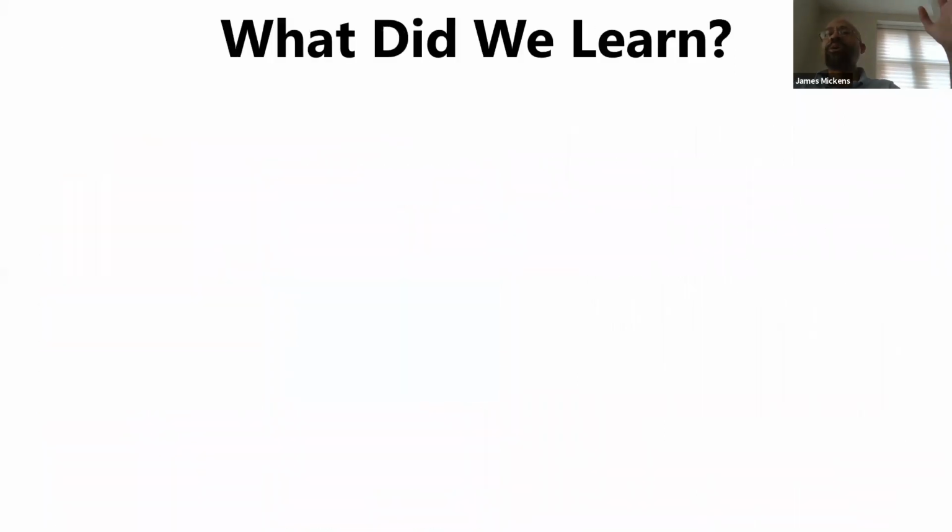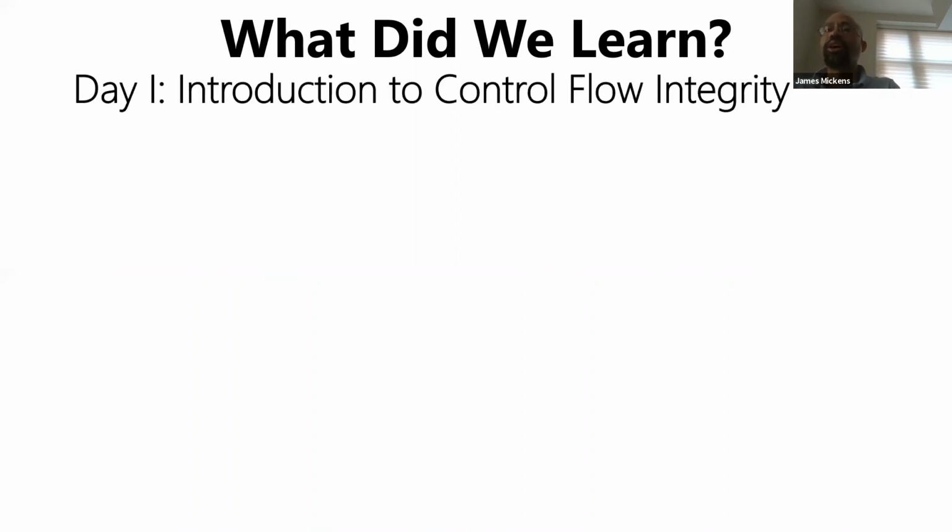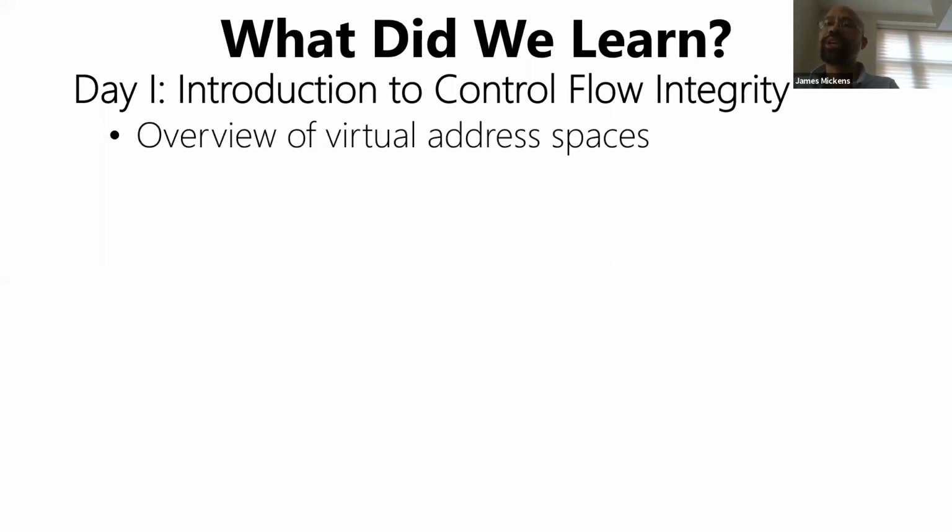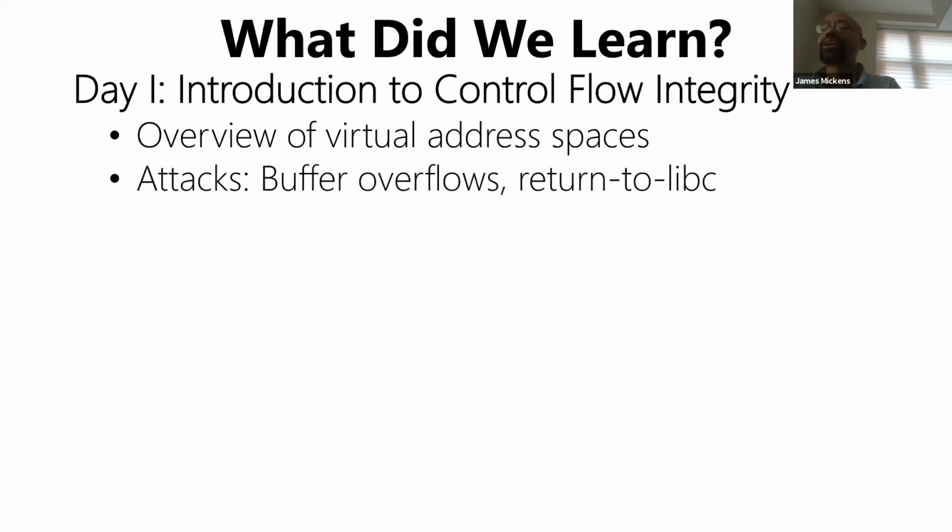Anyways, we're now basically done. So what did we learn over the past 2 days? We actually covered a lot of ground. On the first day, we looked at an introduction to control flow integrity. We looked at an overview of how virtual address spaces worked. We realized that page table-based protections protect one process from directly reading or writing another process's state. However, page table protections don't prevent a process from corrupting itself. And so we looked at a couple different ways that a process might corrupt itself.